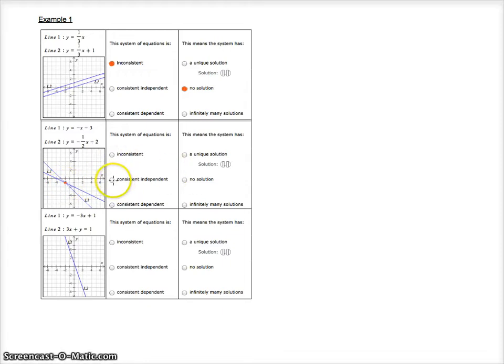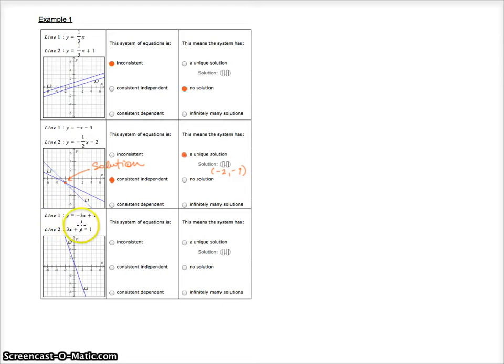So it's consistent independent because the lines work independent of each other. And the unique solution is at the point negative 2, comma negative 1. So I get this ordered pair from this point here. That's my solution.